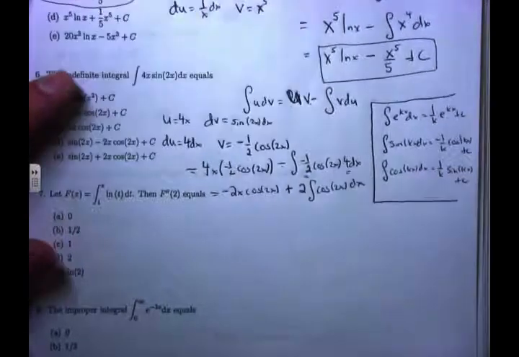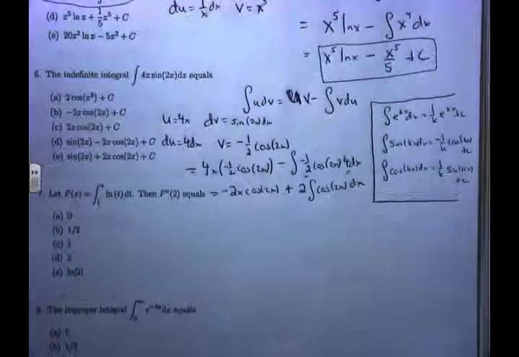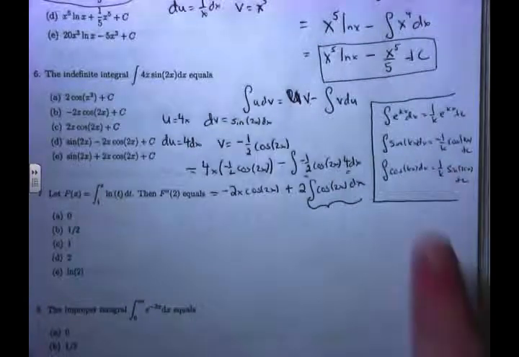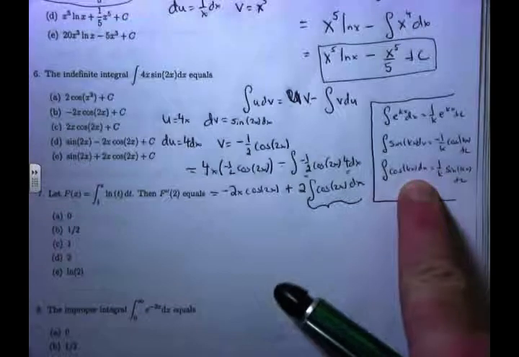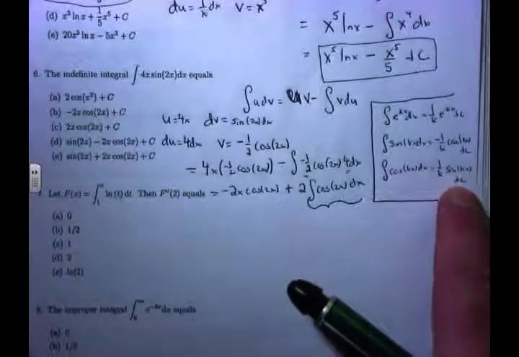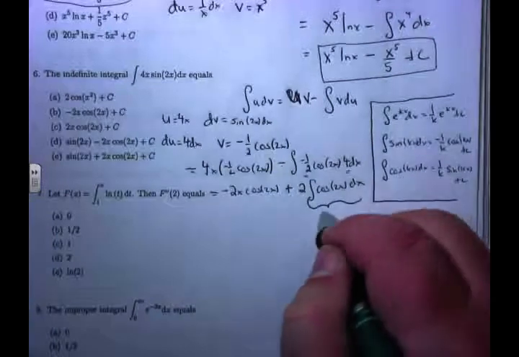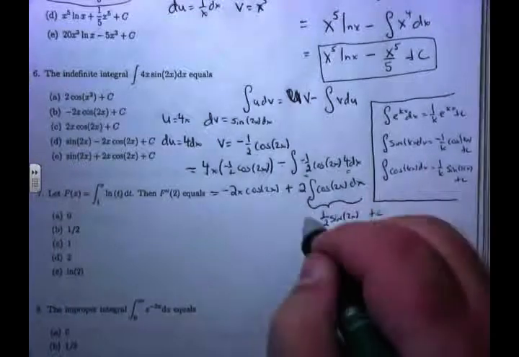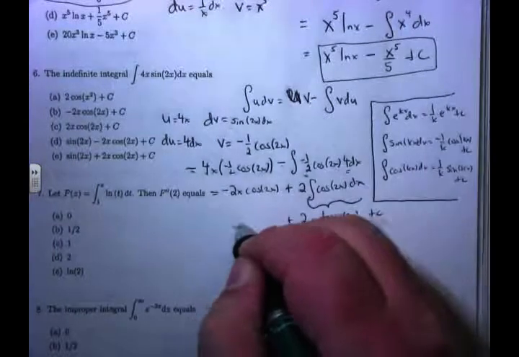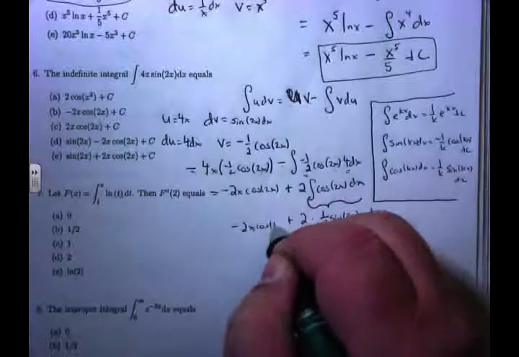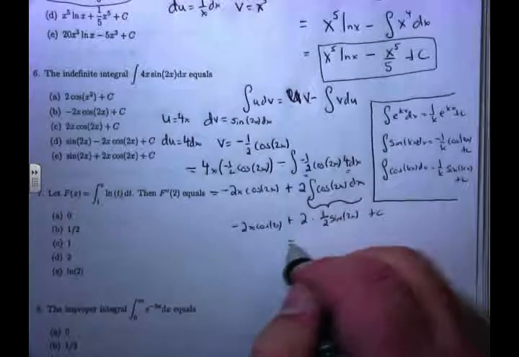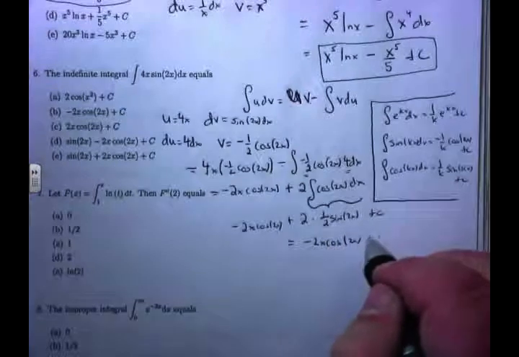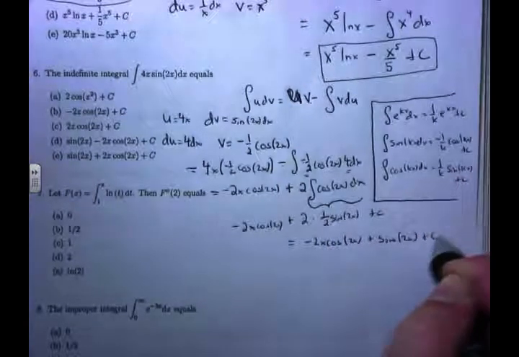Combining like terms, now all I got to do is integrate this guy here. What is the integral of the cosine of 2x? Well, that's why I wrote it right over there. The integral of cosine of kx is 1 over k sine of kx plus c. So the integral of the cosine of 2x dx is going to be 1 over 2 sine of 2x plus c. But don't forget your other parts. There's a 2 in front of that, plus that negative 2x cosine of 2x. Cleaning them up, this gives you negative 2x cosine of 2x. A half of 2 is 1, plus the sine of 2x plus c.